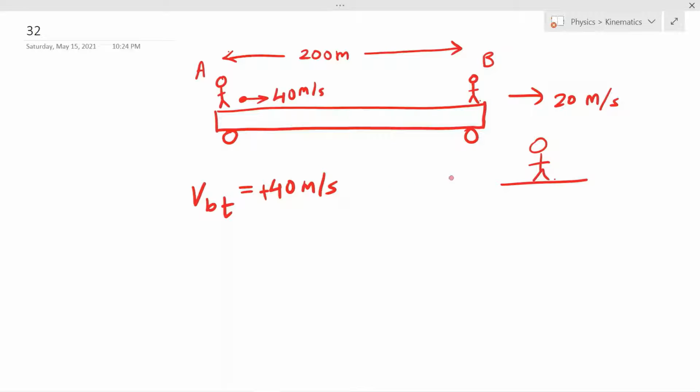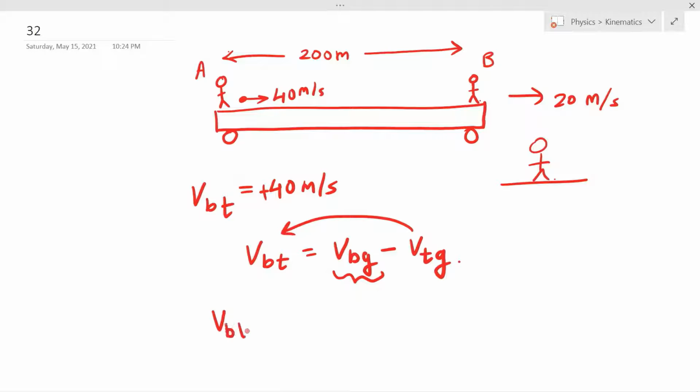This observer is not moving, this is a stationary observer. Now let's calculate. We know velocity of an object B with respect to T is equal to velocity of B with respect to ground minus velocity of T with respect to ground. Now we have to know this quantity, that is velocity of ball with respect to ground. So let's take this over here. So this becomes VBT plus VTG. This is equal to VBG. This is velocity of ball with respect to ground.